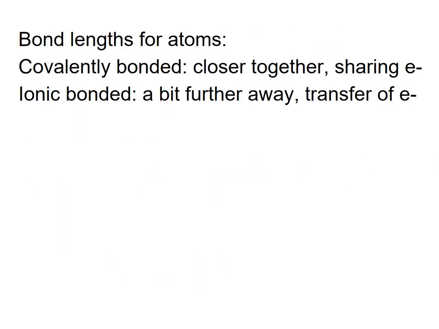How are bond lengths determined for atoms? You look at the element covalently bonded, and then you look at the element ionically bonded, and you take an average between the two. So if something is covalently bonded, typically the nuclei are a little bit closer together because they are sharing electrons. And if we have an ionic bond, then that means that the atoms are a little bit further away. So these bond lengths are just the average between the two.